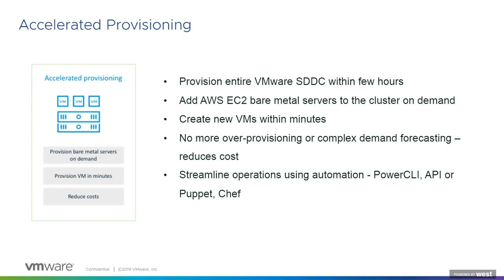There is no more over-provisioning or complex demand forecasting. Typically, this is found in customer deployments where one has to over-provision infrastructure and resources in advance, given the fact it's time-taking to get new hardware, and this actually reduces cost. VM operations are now streamlined the same way as you would streamline them on premises using VMware automation tools like PowerCLI, APIs, or even Puppet and Chef.